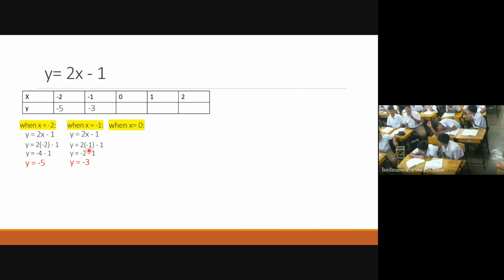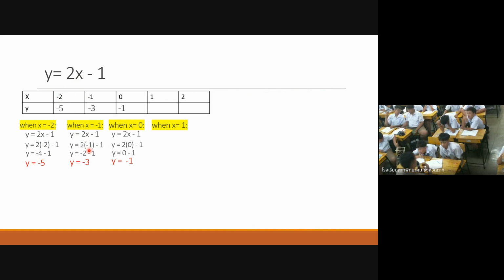Negative 1. Correct? It is correct. The answer is negative 1. How about when x is 1? What's the value of your y?